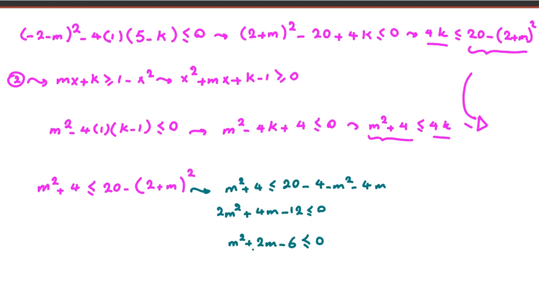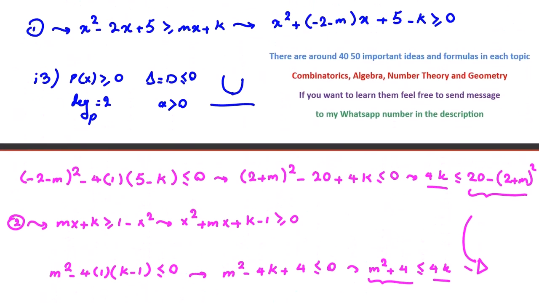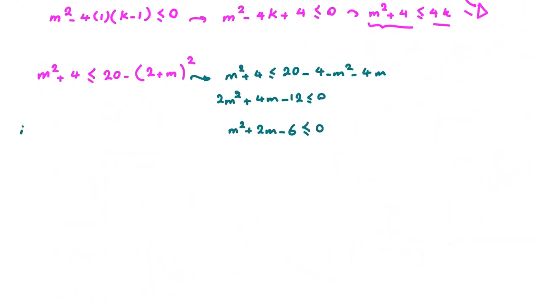Now, another idea, idea 4. The parabola opens up because the coefficient is positive. When you want to find where it is less than or equal to 0, it is between the two roots. So we should use the quadratic formula. Idea 5: the quadratic formula.